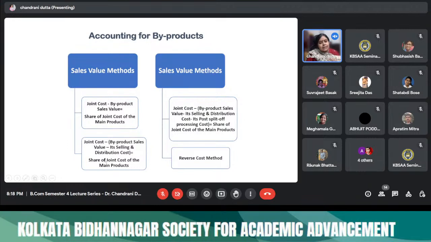Okay, what does the next one say? How do we calculate the share of the byproduct? Here I am not just deducting the sales, it says byproduct sales minus its selling and distribution cost, meaning I deduct the net sales value of the byproduct. In selling the byproduct, you may have to incur some selling and distribution cost. So what is the net sales value of the byproduct? It is that net sales value of the byproduct which becomes its share in the joint cost. So let us exclude that, and whatever is remaining, that belongs to the main product.